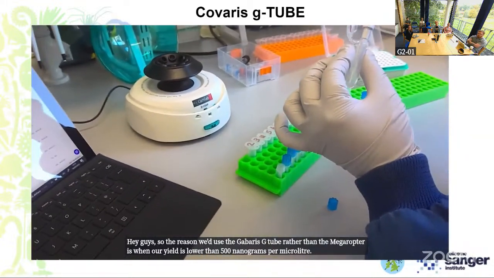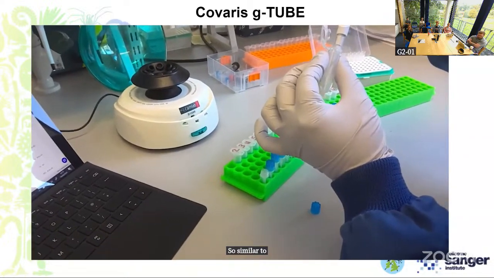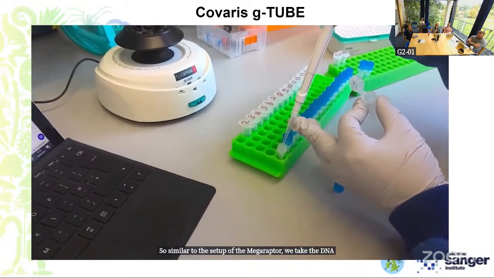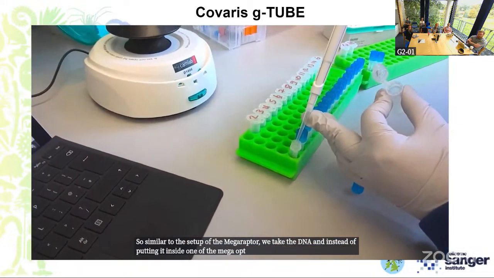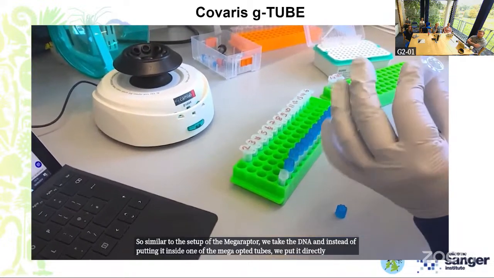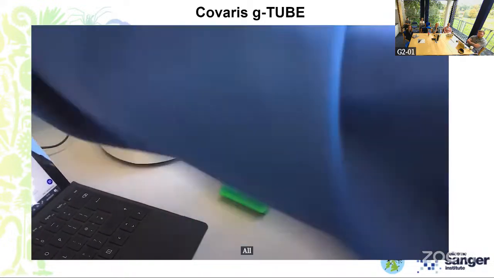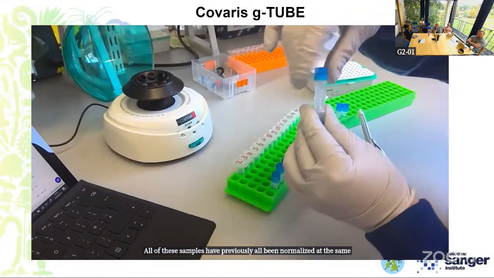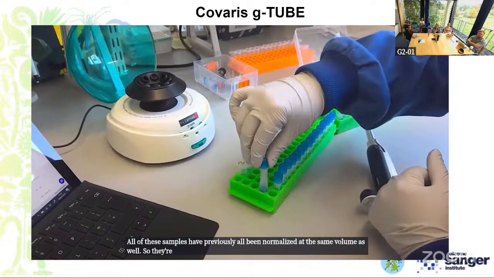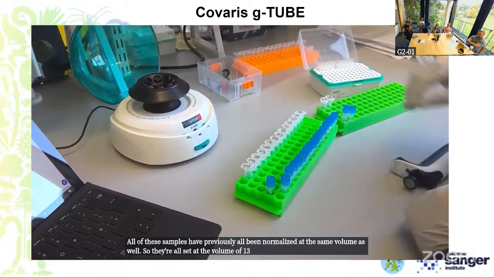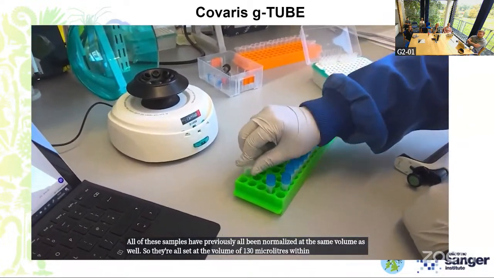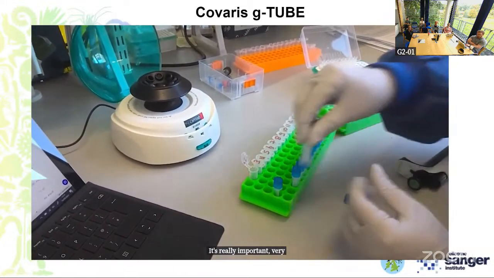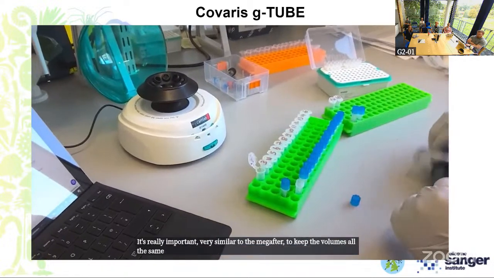The setup is similar to the Megaruptor. We take the DNA, but instead of putting it inside one of the Megaruptor tubes, we put it directly into the G-tube. All of these samples have previously been normalized to the same volume, 130 microliters within each of the tubes with the red numbers on. It's really important, very similar to the Megaruptor, to keep the volumes all the same because you'll be spinning these tubes down shortly.